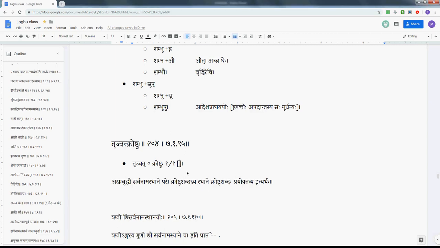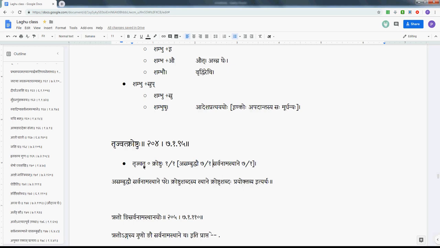Trijvat Bhavati. So here you say Asambuddhau Sarvanamasthane. These are the conditions. So when a pratyaya which is not a prathama sambodhana pratyaya is in sarvanamasthana, then what will happen? Kroshtu shabdasya sthane Kroshtu shabdah prayoktavya ityarthah. Instead of using Kroshtu and then deriving, use Kroshtu as a Trijanta and derive, because it is like a Trich shabda.